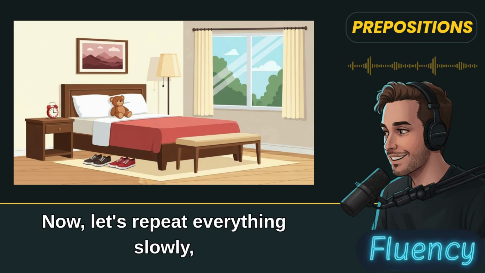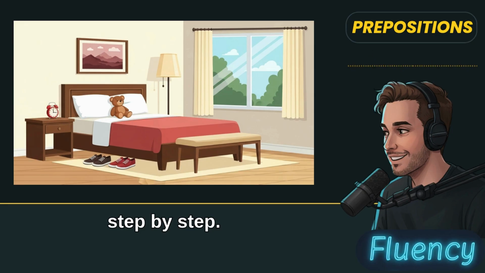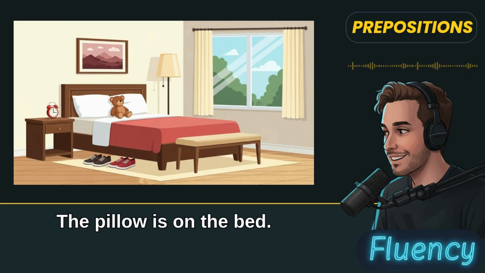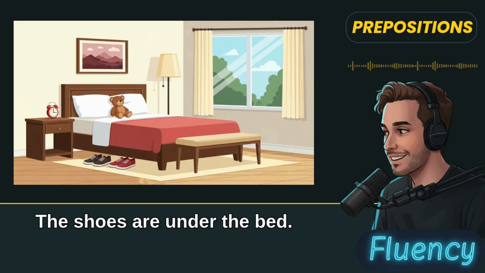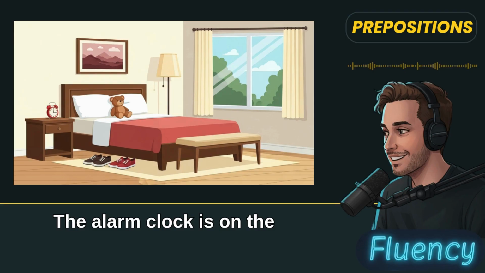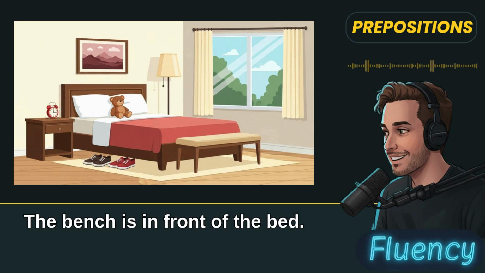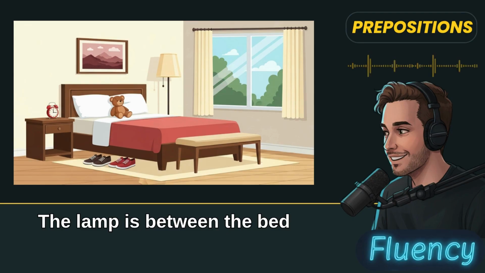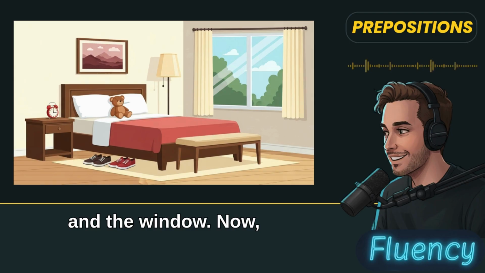Now let's repeat everything slowly, step by step. The teddy bear is on the bed. The pillow is on the bed. The shoes are under the bed. The bedside table is next to the bed. The alarm clock is on the bedside table. The picture is above the bed. The bench is in front of the bed. The window is behind the bed. The lamp is between the bed and the window.